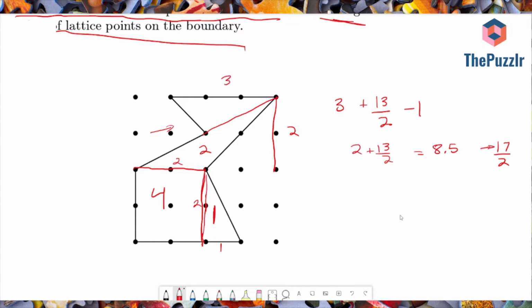Now this has a base of 3 and a height of 1. 3 times 1 divided by 2 gives us 3 over 2. 4 plus 1 is 5. 5 plus 2 is 7. 7 plus 3 halves is going to give us 8.5 or 17 over 2. So that's just one way of showing that these two give us the same answer. Let's move on.